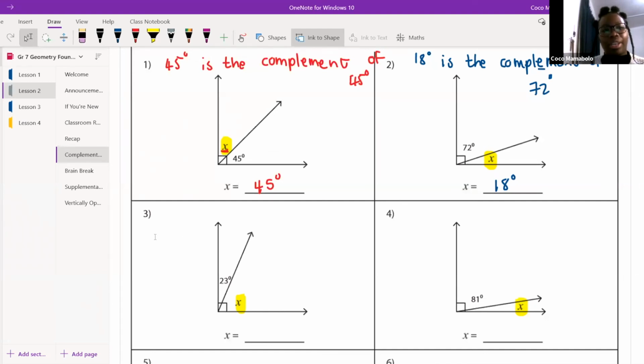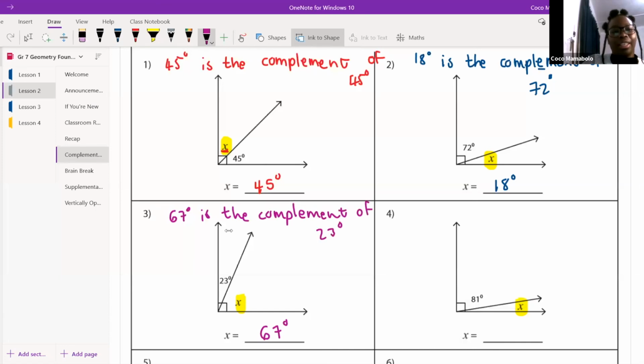Luandre, are you ready? Let's do number 3. What's my missing angle? Hello. Ma'am, the missing angle for number 3 is 67 degrees. Excellent. Can you give me a sentence that describes them together? 67 degrees is the complement of 23 degrees. Excellent. Is the complement of 23. All right. Well done. Well done.